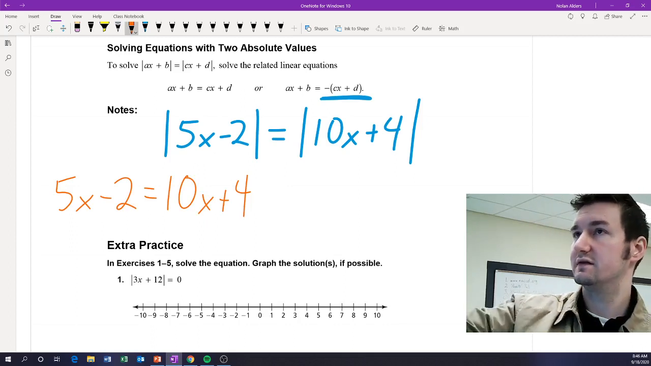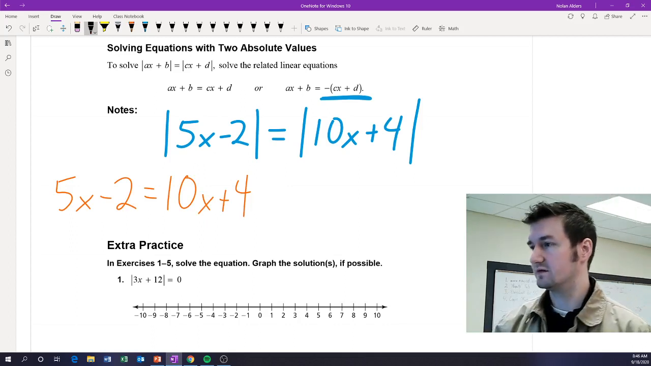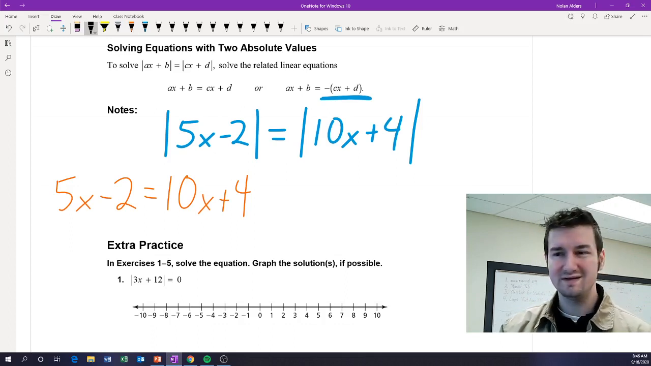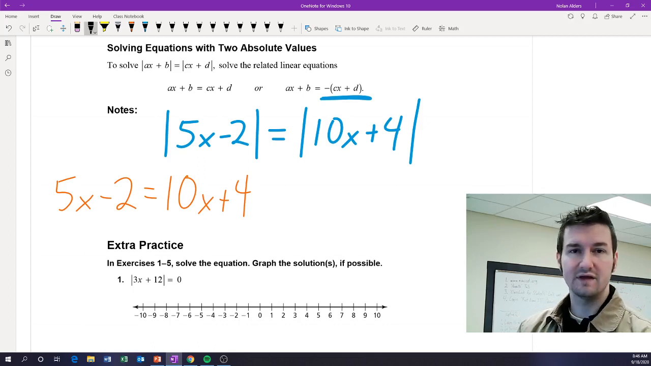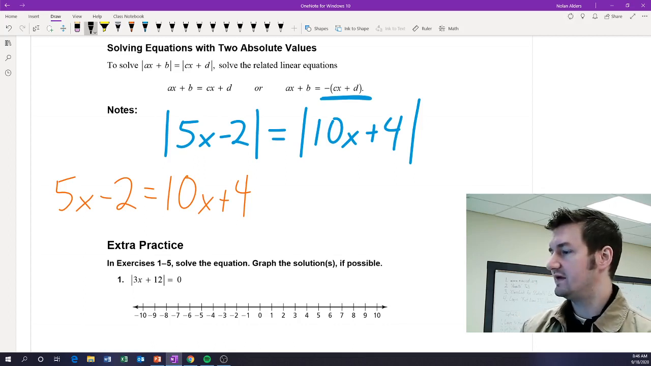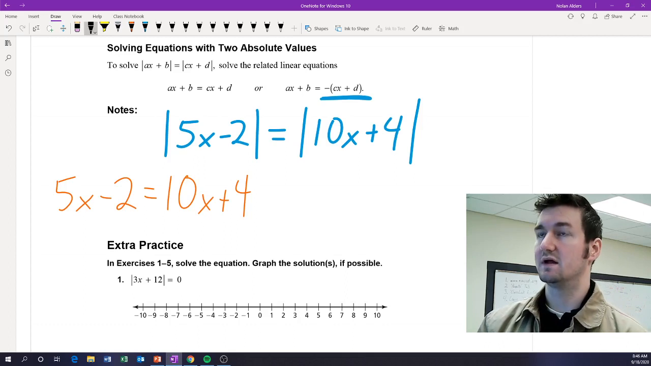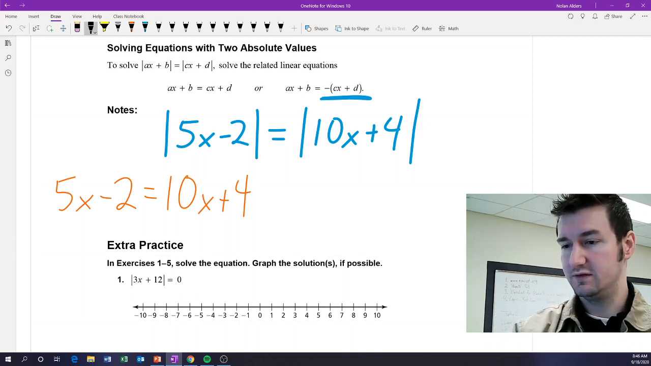All right, and then our second equation. So notice we didn't change anything there. All we did with the first equation is remove the absolute values. So we'll solve that and we'll get an answer. And then our second equation, and I guess I'm just going to write it down below so you can see the difference.